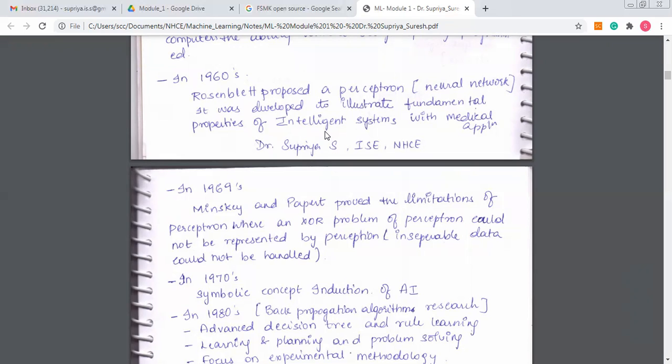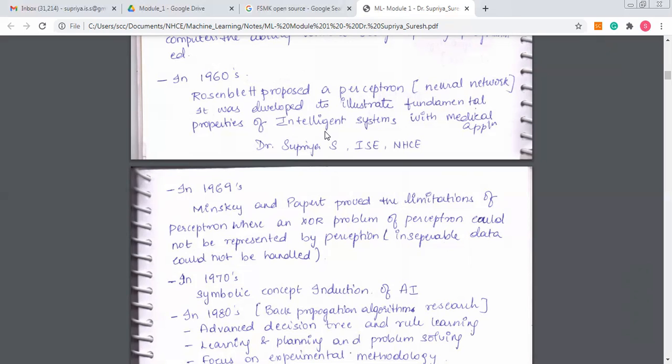So each and every perceptron, how does it take an input? Because each perceptron has a main, important pre-activation and an activation function. We'll go more in depth in your fourth module about artificial neural networks. At that point of time, we will be dealing a lot with perceptrons. But the foremost thing over here is that in the 1960s, Rosenblatt was the researcher who actually came up with this perceptron, and he illustrated its basic principles with medical applications.